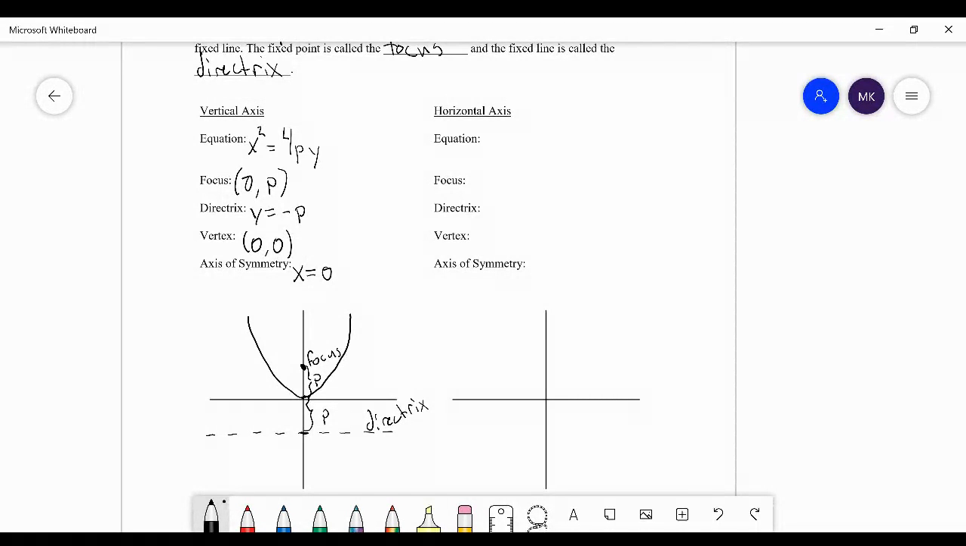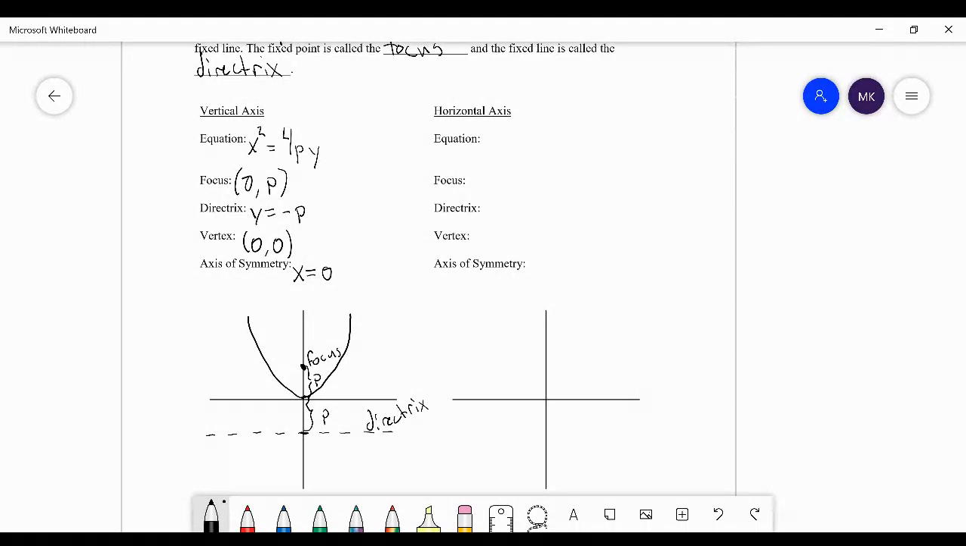Okay. So now let's talk about a horizontal axis, and then we're going to come down and talk about these a little bit further. If you simply flip these variables, we get our horizontal axis, because that's really what's happening: we're flipping this graph from opening up or down to opening left or right. And so our equation very simply flips.